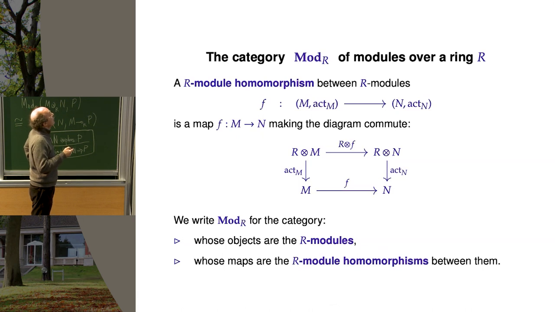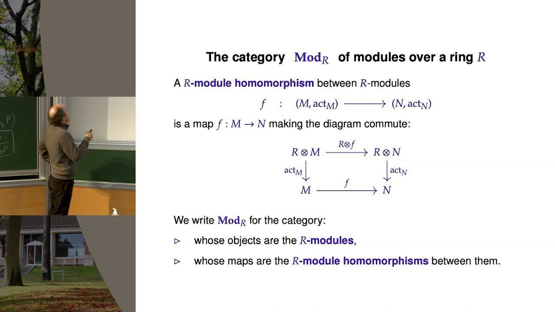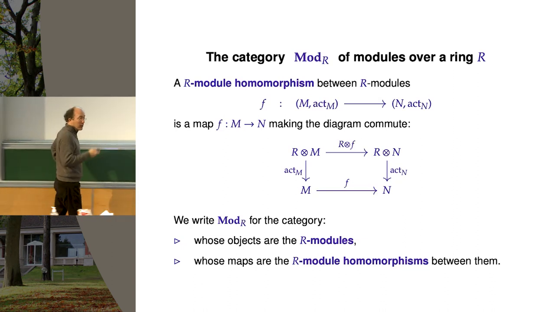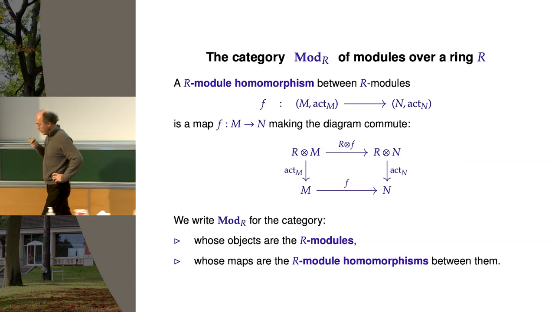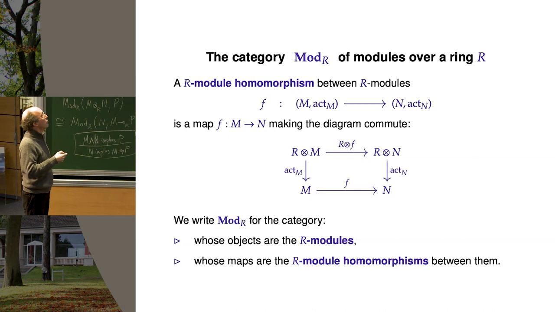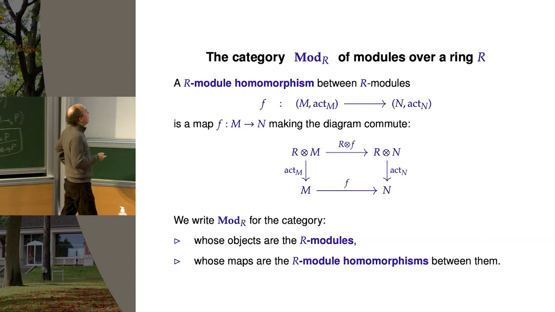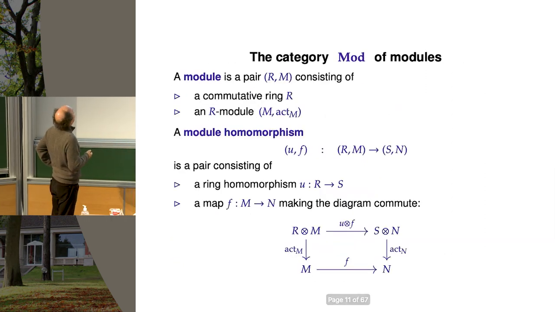We have a notion of R-module homomorphism. And so we get the category that I was describing a bit earlier. This is the category whose objects are R-modules and whose maps are the R-module homomorphisms between them. And the purpose will be to glue together, in a way, all these categories of modules in a way that is meaningful, and I will explain now.